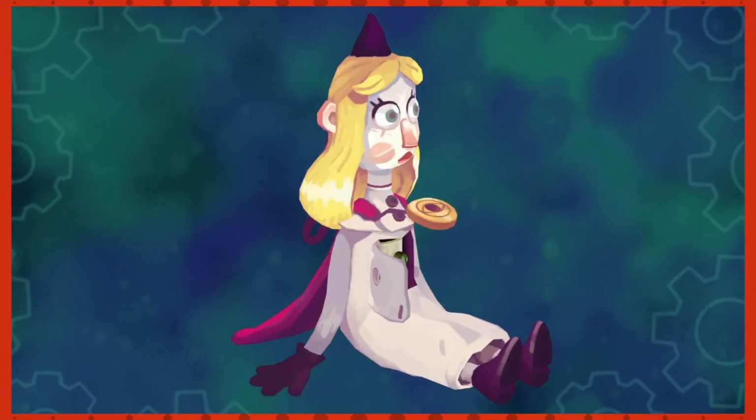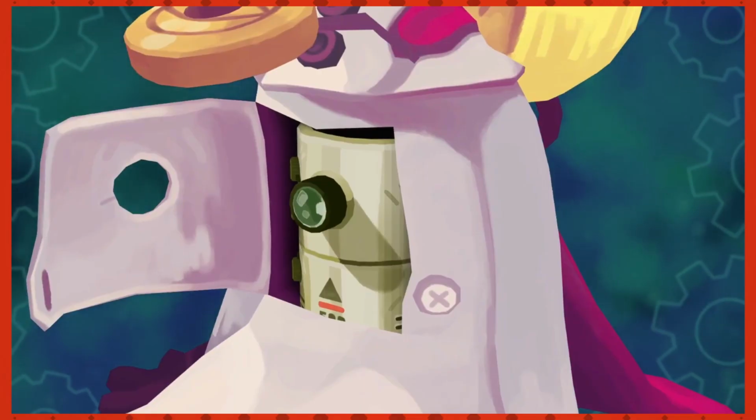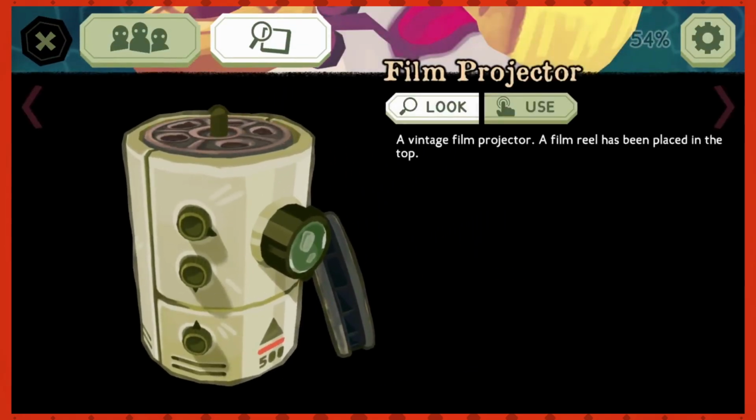Oh, hello. A camera. Or a projector. Film projector. Is that a camera? No, I think it's a projector. That's exactly what it is.